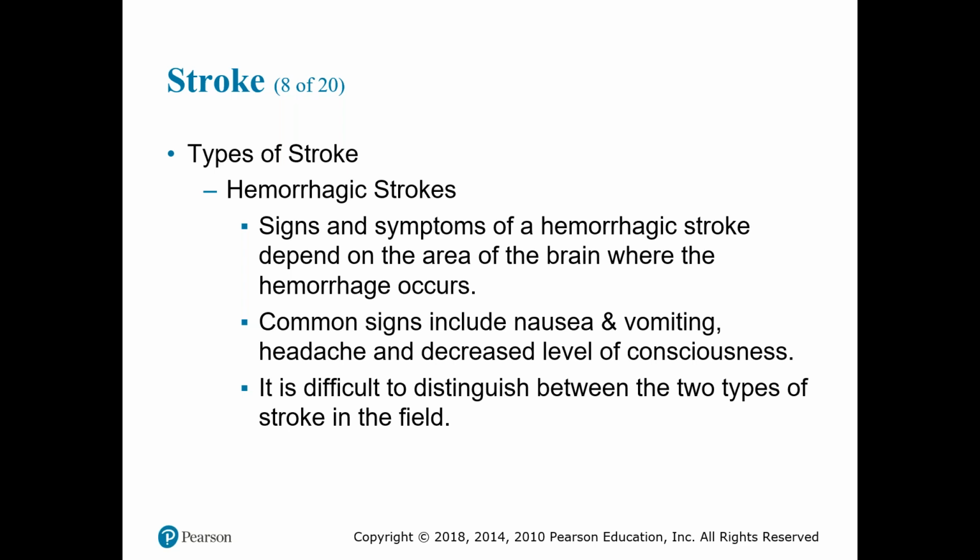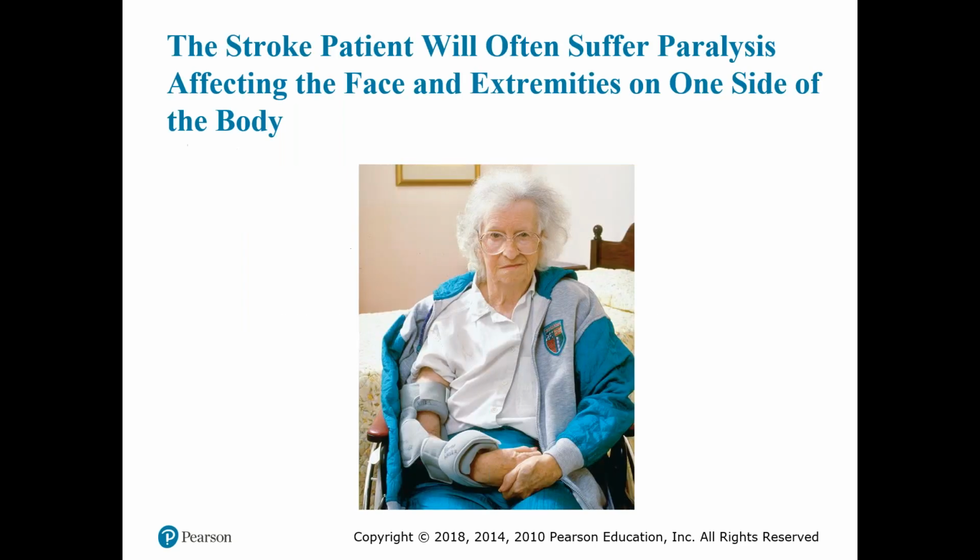So ischemic strokes, commonly the signs and symptoms are going to be the atypical signs and symptoms where we have one-sided paralysis, facial droop, slurred speech, altered mental status. Hemorrhagic stroke oftentimes falls within that severe headache category and also could be complaining of nausea and vomiting with an altered level of consciousness.